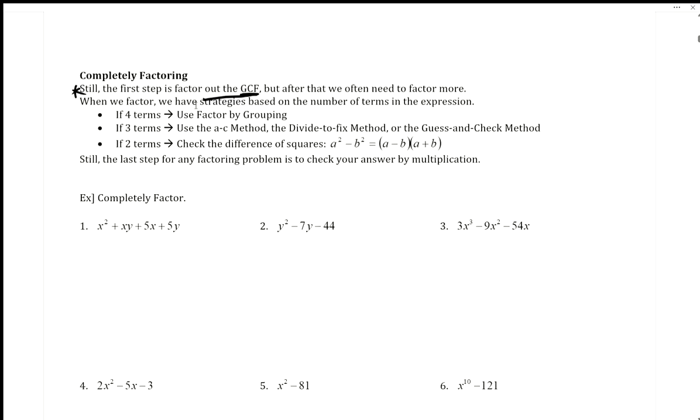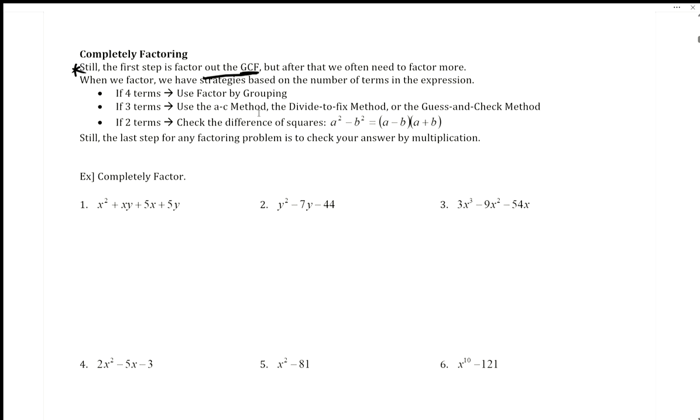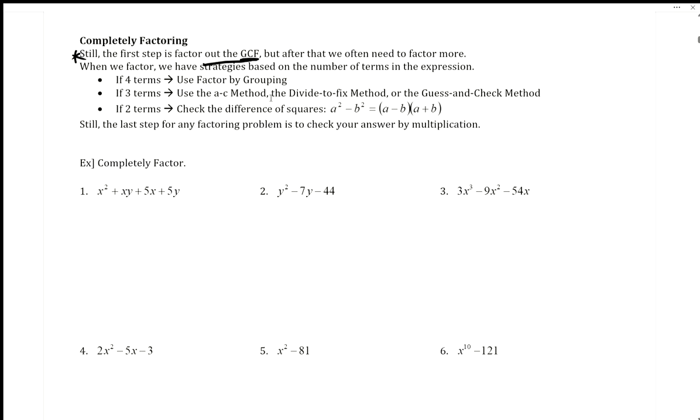If there's 4 terms, we use a process called factor by grouping. 3 terms, there's all sorts of methods: the AC method, divide to fix, the guess and check. This is often one of the main ones that we see, the 3 terms.